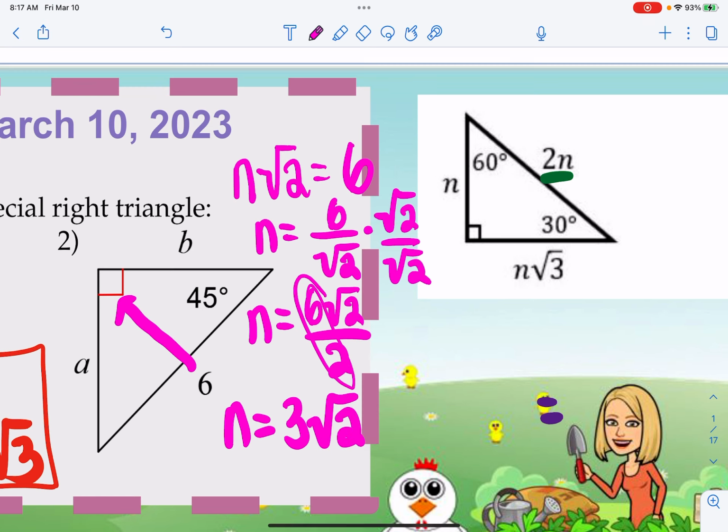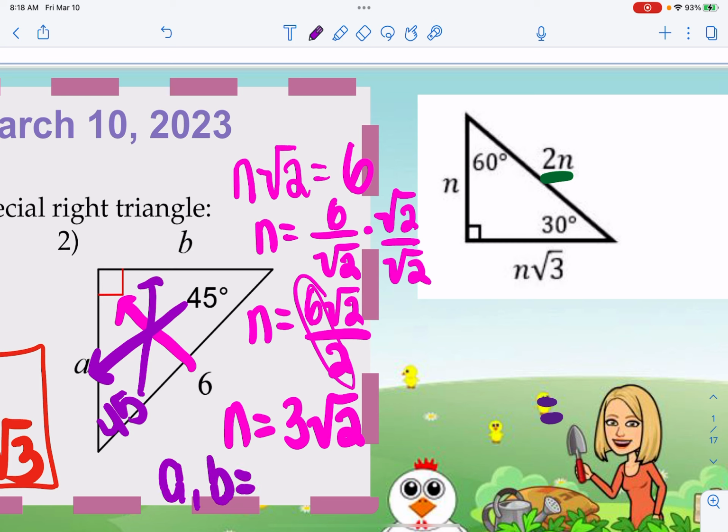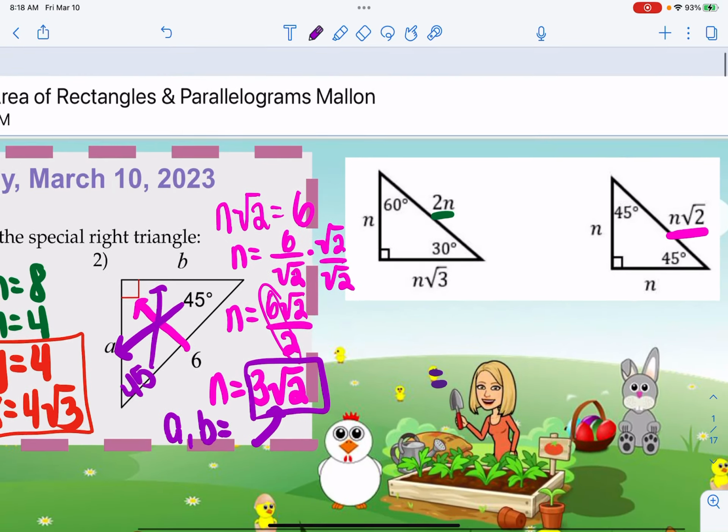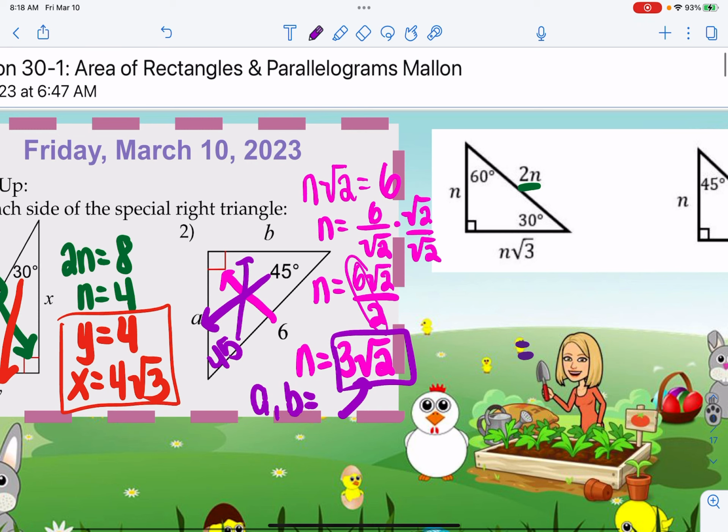Now, the nice part of that is n is always across from 45 degrees. Looking at my triangle now, what's across from 45? It's going to be both A and also B. So A and B are both going to be equal to that, and that can be your final answer. Why we did this is because now we're going to use special right triangles to help us find the area and perimeters of rectangles and parallelograms, okay?